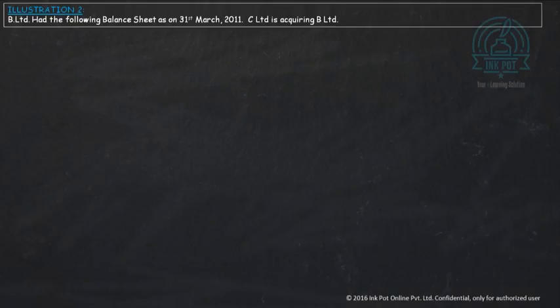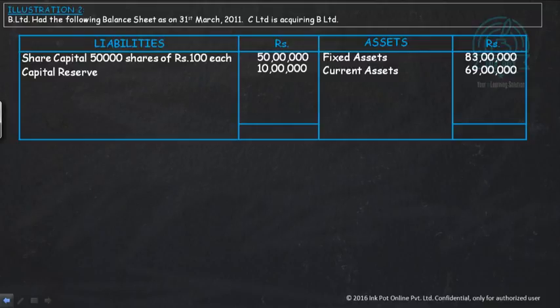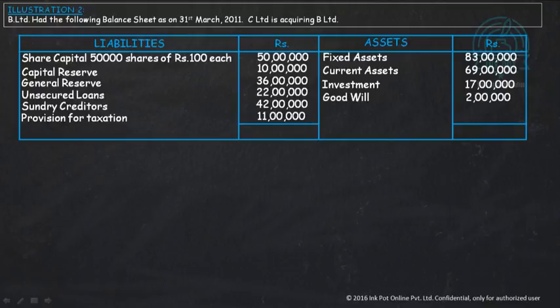In the second illustration, we are talking about B Limited had the following balance sheet as on 31st March 2011. C is acquiring B Limited. Now it's a question of, since C Limited is acquiring B Limited, so it is a question of purchase. It is not a question of collaboration, it is a question of purchase. It is being given to you, share capital 50,000 shares of 100 each, capital reserve, general reserve, unsecured loans, secured loans, sundry creditors, provision for taxation and other things are being given to you.